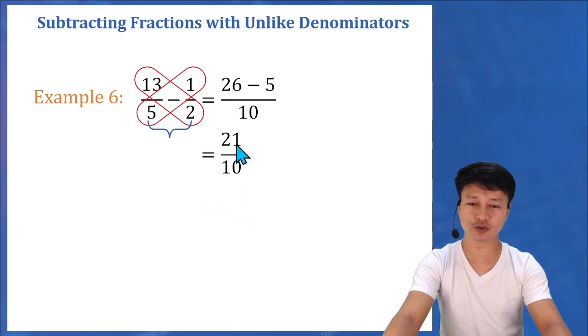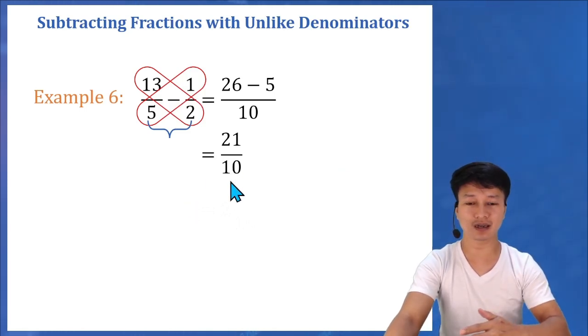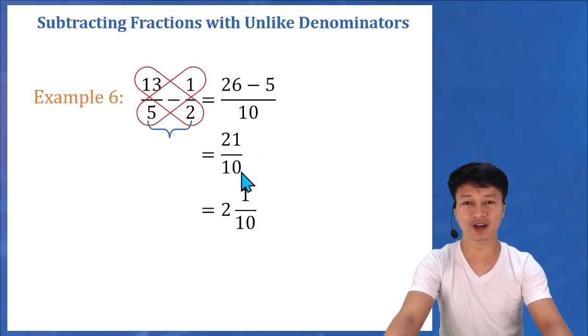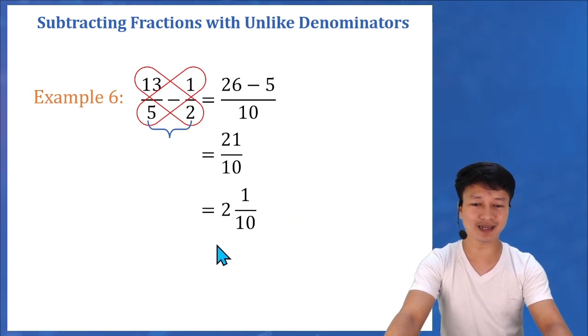And by observation, 21 over 10 is an improper fraction. Although our answer can be 21 over 10, we can still rewrite that in the form of a mixed number. So tanungin nyo lang sarili nyo, ilang 10 meron sa 21? Of course, your answer is 2. And then 2 times 10 is 20. Ilan na lang ang kulang para maging 21 yung 20? 1 na lang. So this will be 1 over 10. That 10 is taken from the denominator of the improper fraction we are simplifying. Okay, so the final answer is 2 and 1 over 10.